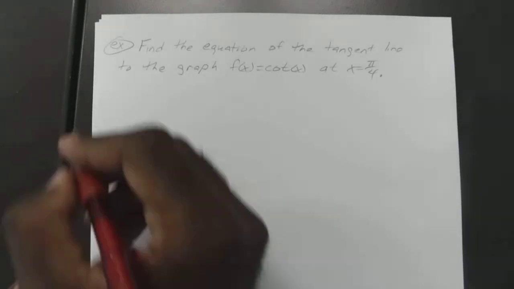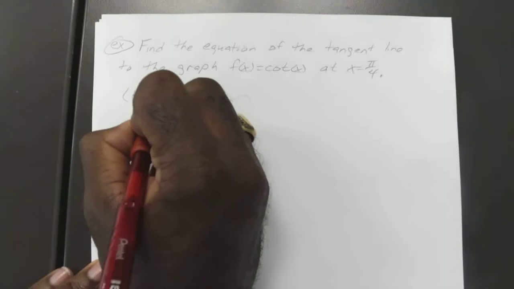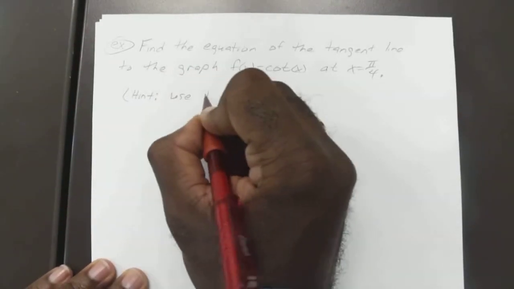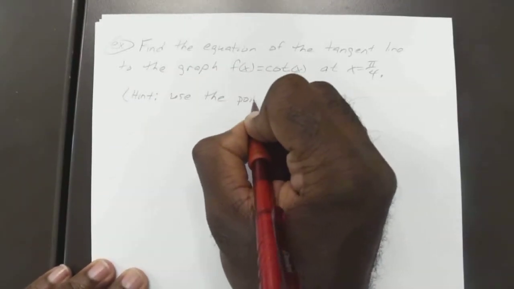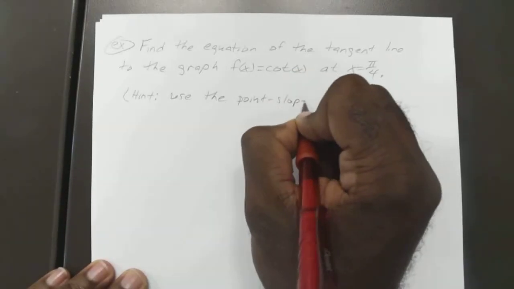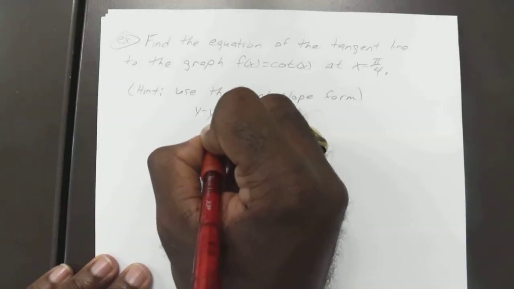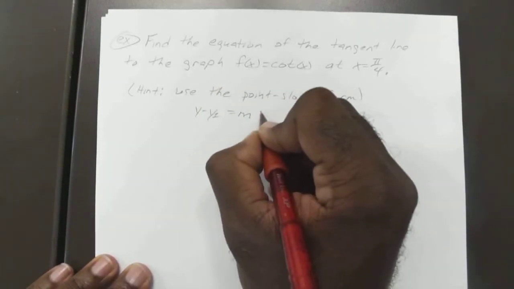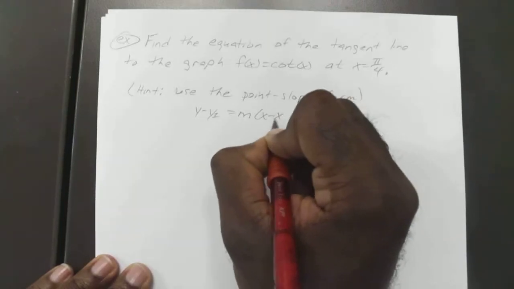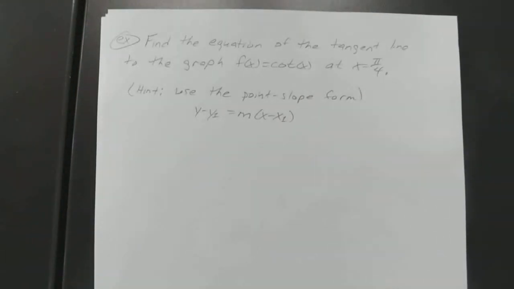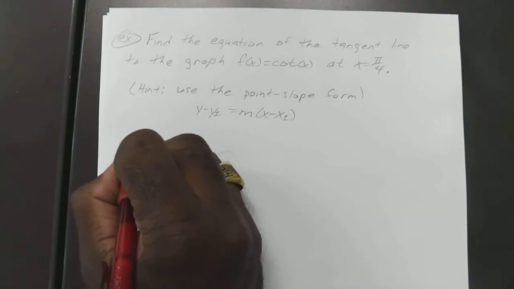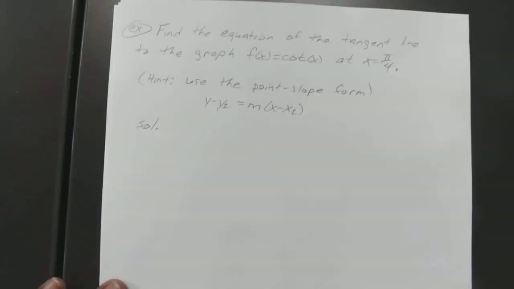Okay. So whenever you see a question that asks for the equation of the tangent line, you're going to use the point slope form, which is y minus y1 equals the slope times x minus x1. Okay, that means you're going to need an x1, y1, and you're going to need your slope.